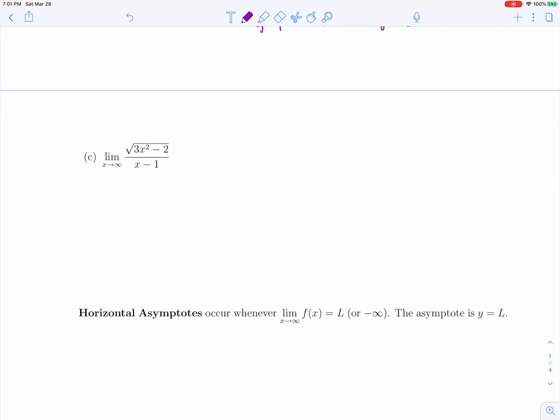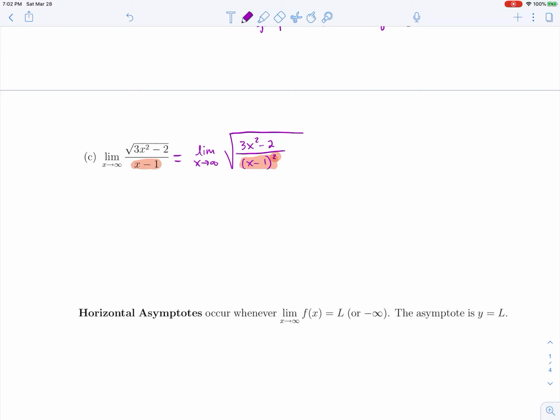This last problem is not a rational function because of the square root, but we can still do something similar. Remember, what we can do here is put this whole thing under a square root so that we've got the limit as x approaches infinity of the square root. So you see what we did here? We just squared this so that we could put it underneath the square root, and it's still the same thing.